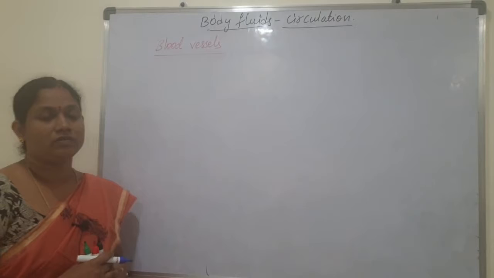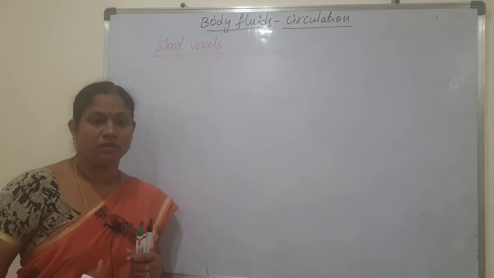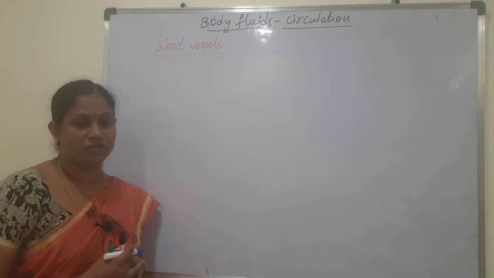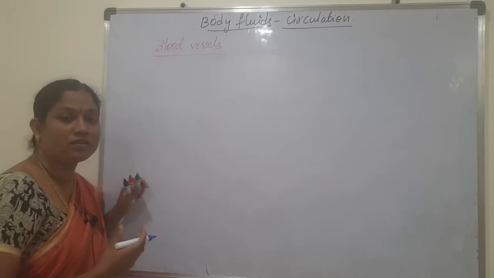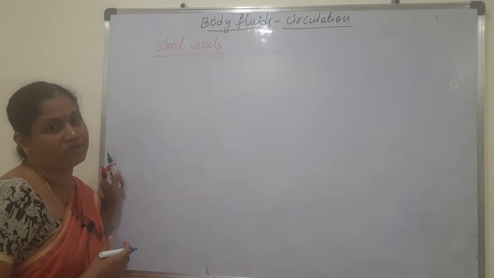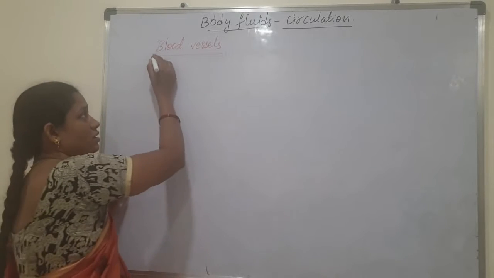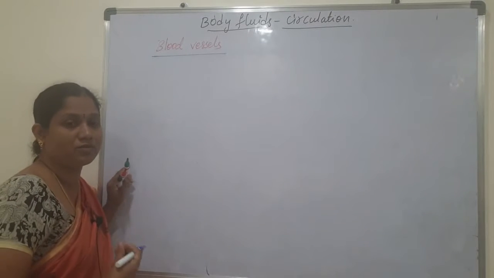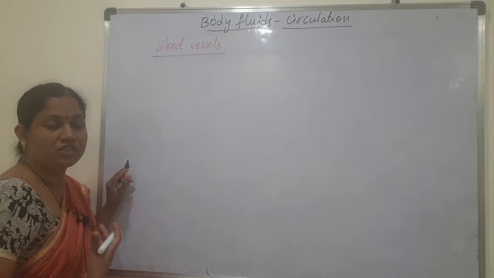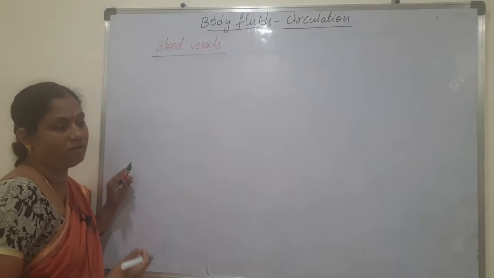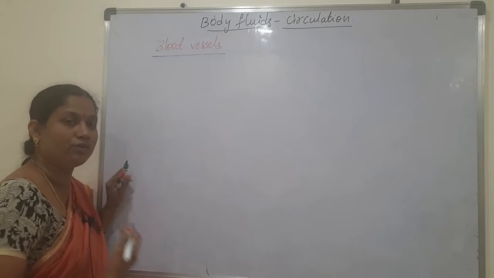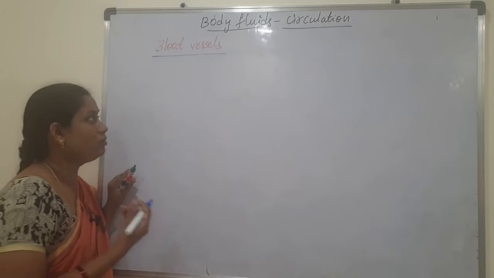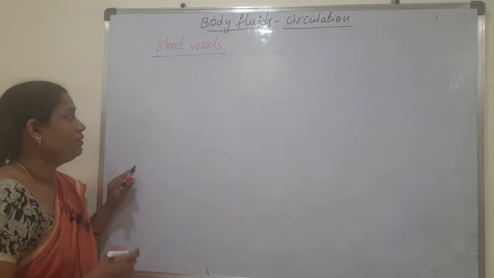Okay, so in our body, tube-like structures are present which circulate the blood to different parts of the body. These tube-like structures are called blood vessels. Throughout the body, different types of blood vessels transport the blood to different parts of the body or towards the heart. So those tube-like structures are called blood vessels.